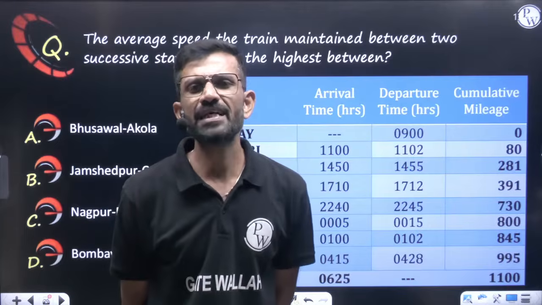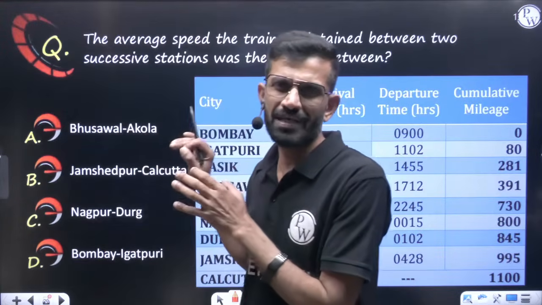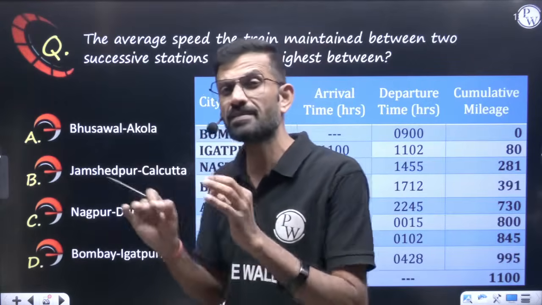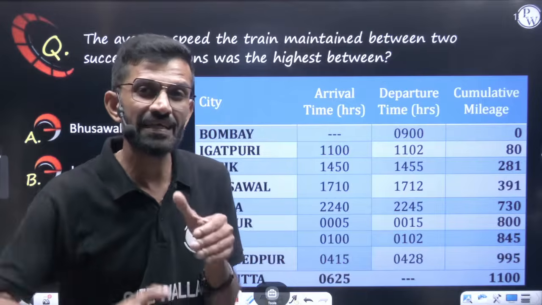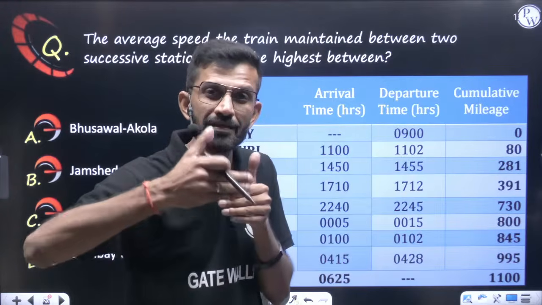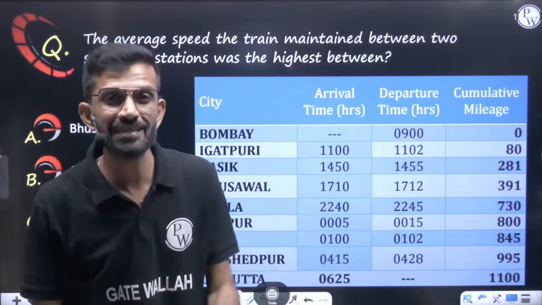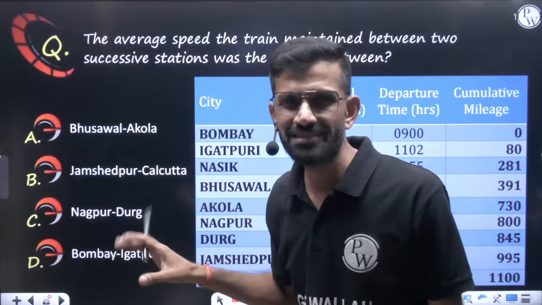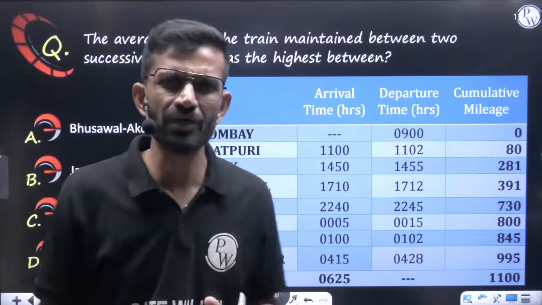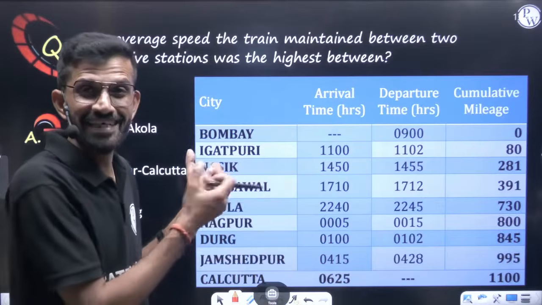Now, important here, let me tell you, if it is real data, I am not talking about whether the data is real or not, but if it is real data, practically we can say if the train has a long stoppage after a long distance, then definitely the train will have the highest speed. With that practical experience, we can say Bhusawal Akola must be the answer. But still, we will calculate because they have asked. We don't know whether the data is real or not.